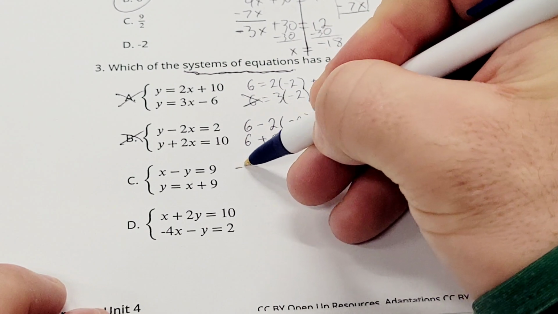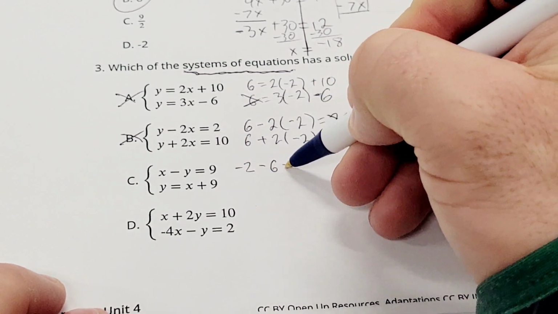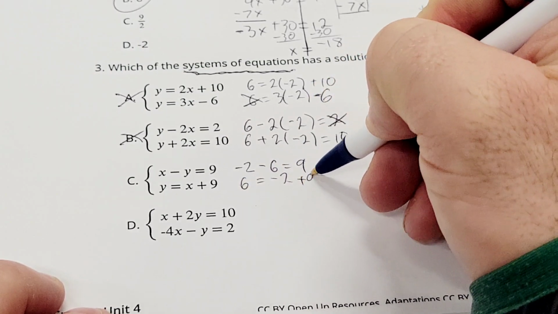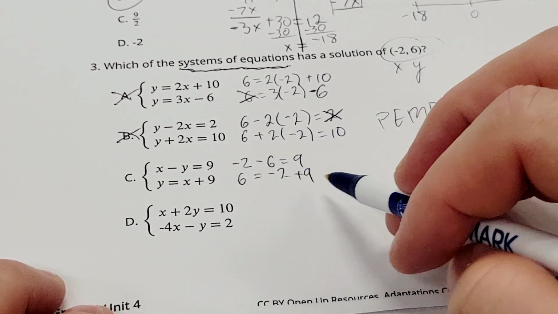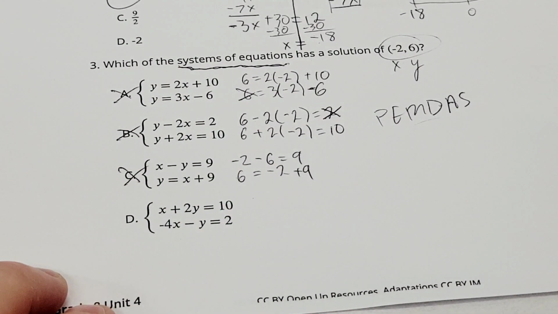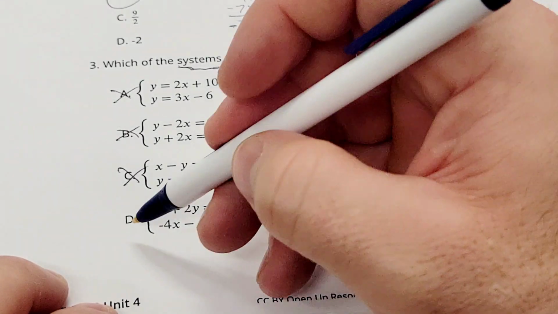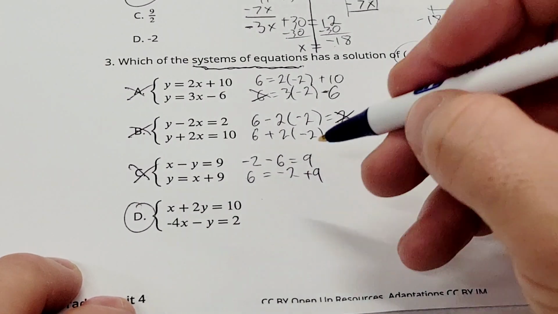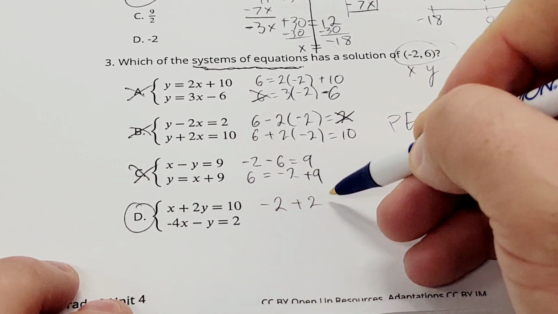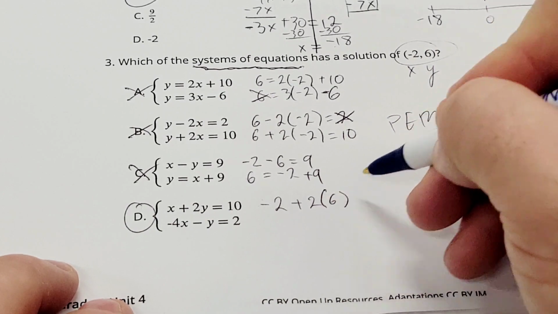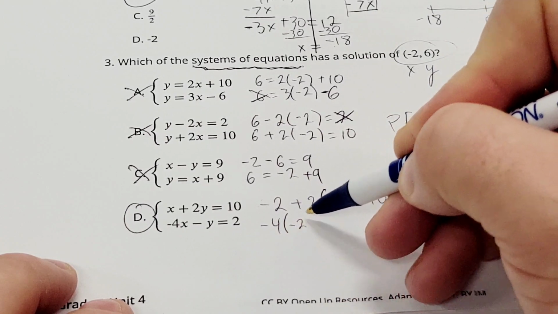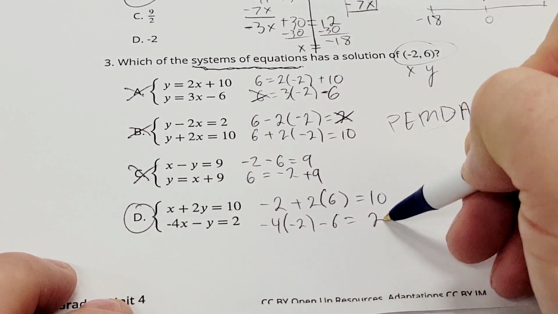All right, rewriting here, -2 minus 6 equals 9. 6 equals -2 plus 9. Okay, and right away, -2 plus 9 is not 6. So that one stands out to me. Okay, so at this point I should be able to say it must be this, but I want to prove it. Okay, so -2 plus 2 times 6 equals 10, and -4 times -2 minus 6 equals 2.